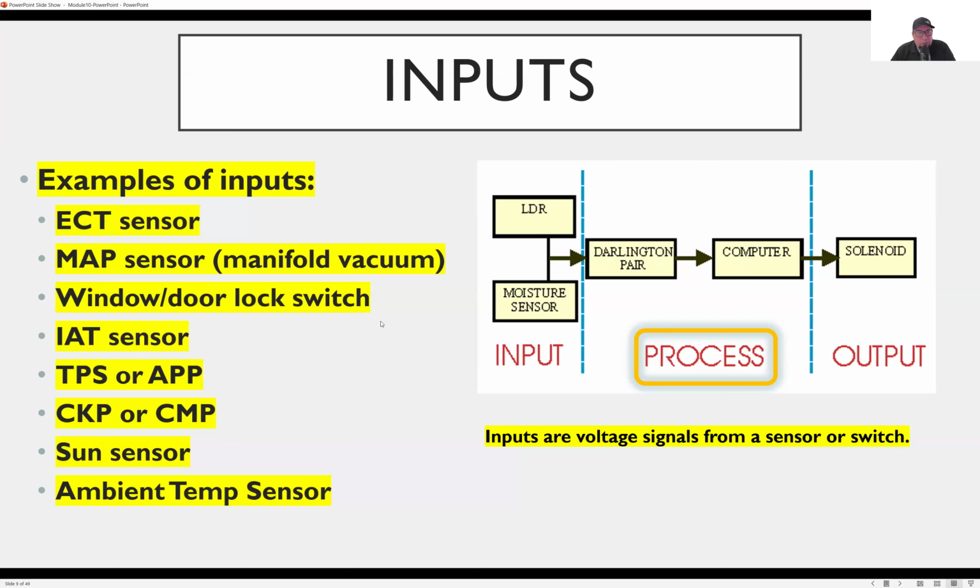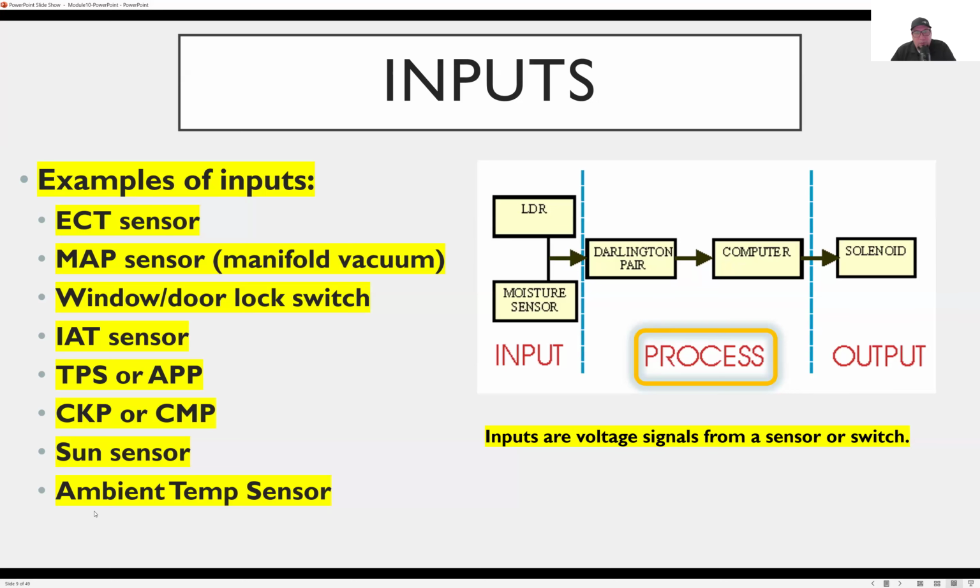Your door lock switches, your window switches, which I kind of mentioned in the previous slides. IAT stands for intake air temperature. TPS stands for throttle position sensor, or APP, which is accelerator pedal position. CKP is your crankshaft position sensor, and CMP is your camshaft position sensor. You also have sun sensors, and you have ambient temp sensors, meaning the temperature outside.